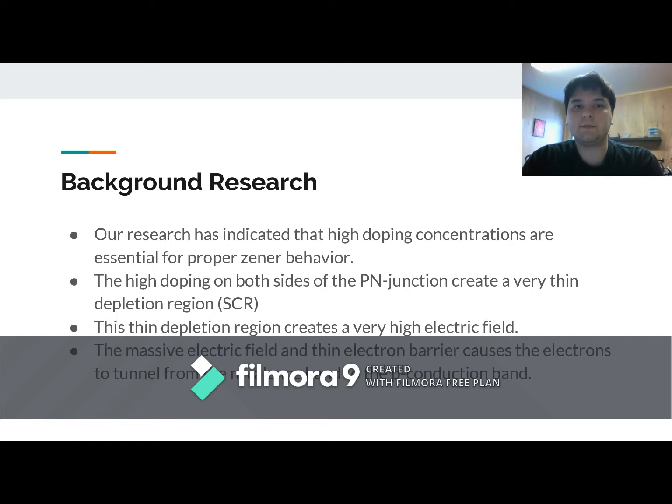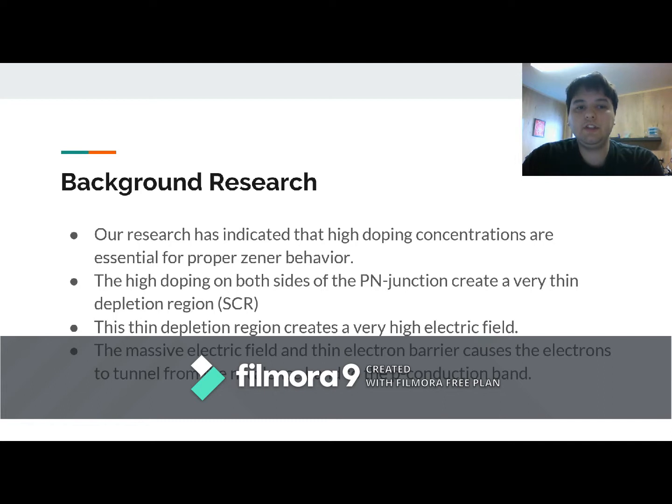So our group started this project with many various research endeavors, and what we found is that the design of the Zener diode is reported to be centered around the doping concentrations in the silicon. Essentially, the very heavily doped P and N regions, along with some very careful engineering, create a very, very thin depletion region, generally much less than a micron. This thin depletion region creates a huge electric field in a very confined space.